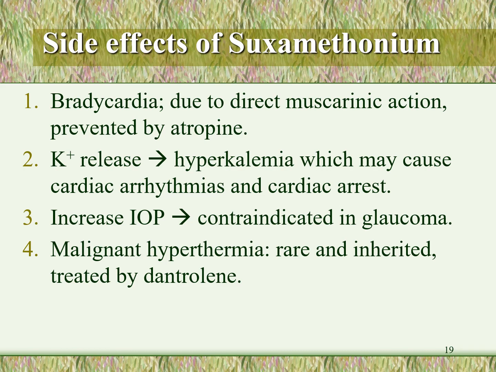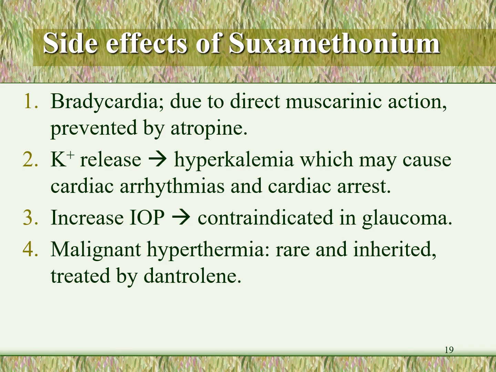Malignant hyperthermia. This is a rare and inherited condition. This is one of the pharmacogenetic variations among individuals. Malignant hyperthermia تحصل في patients, okay, in the patients having a defect in a type of receptors called ryanodine receptors, one of the calcium receptors that sequester the calcium in the sarcoplasmic reticulum.